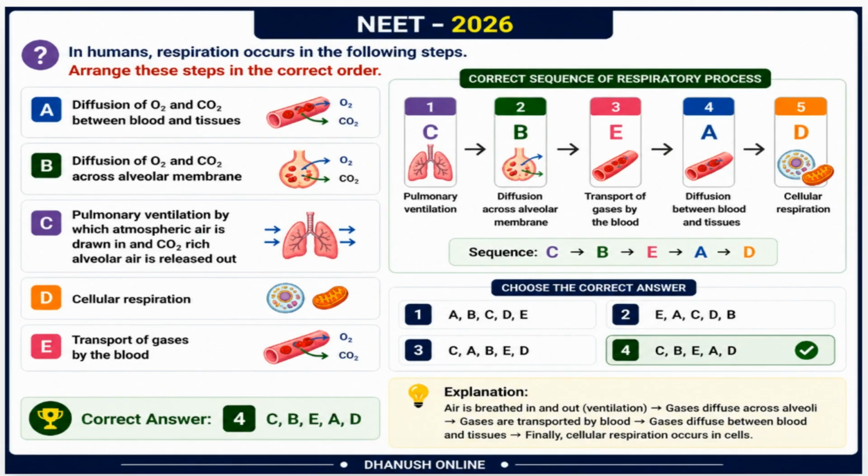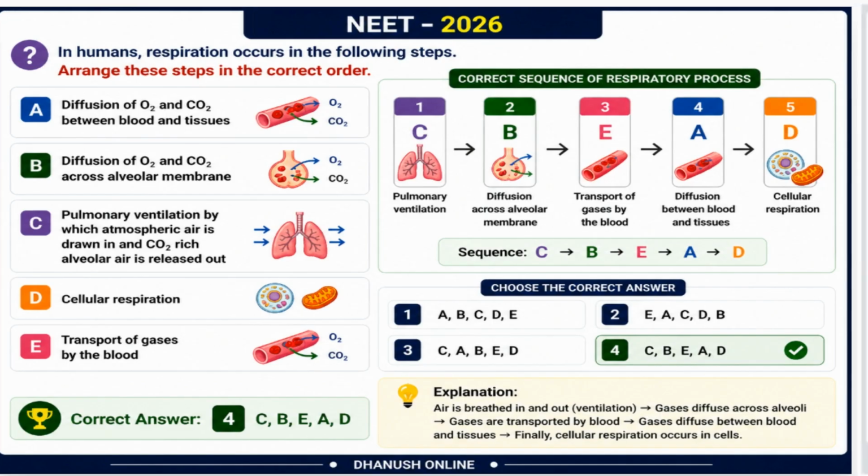The correct sequence for respiration steps starts with pulmonary ventilation, C, followed by gas diffusion across the alveolar membrane, B. Then, transport of gases by blood, E, diffusion between blood and tissues, A, and finally, cellular respiration, D. The correct order is C, B, E, A, D, which is option 4.